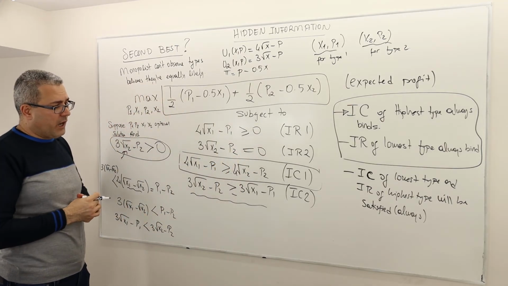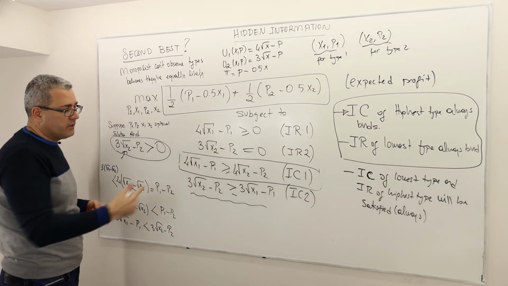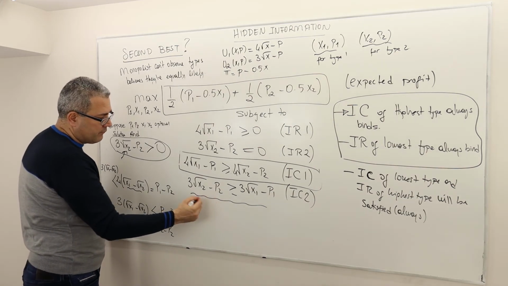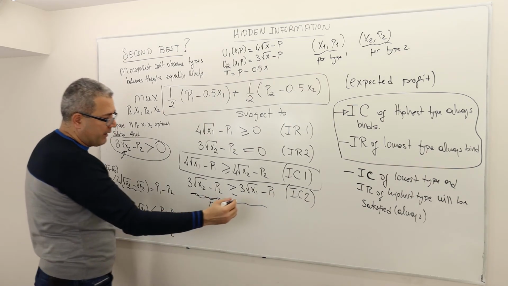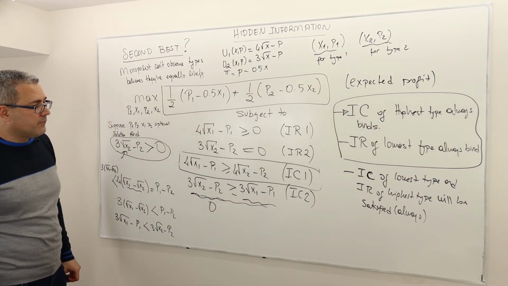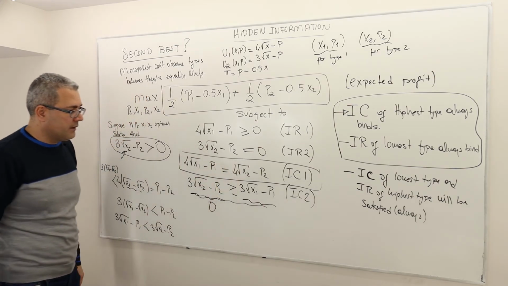Well, finally, what I would like to say is the following. If this is binding, so if it is equal to 0, all right, so that's 0. Well, what about this one? This is the same. This is the same.